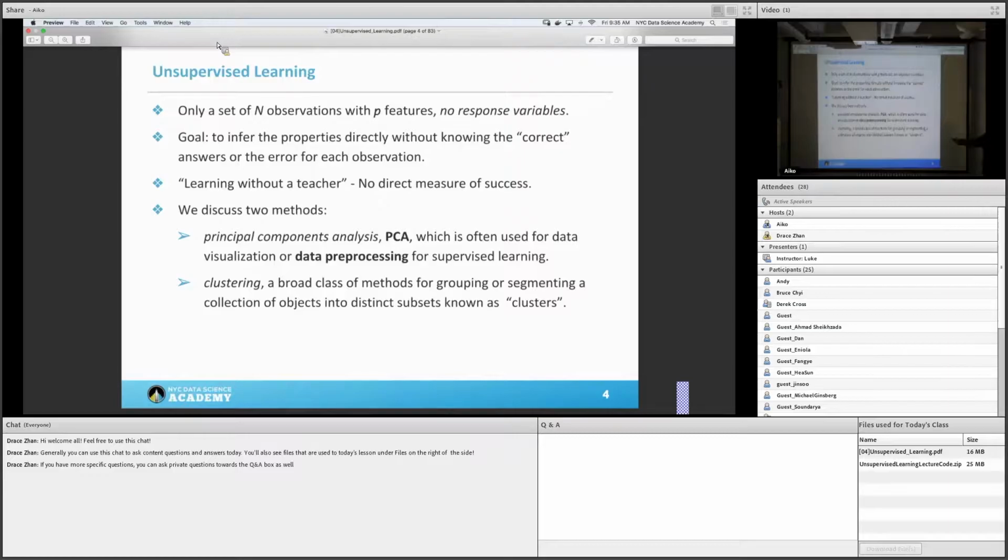We discussed two different methods. One is called PCA, which is often used for data visualization or data preprocessing for supervised learning. PCA alone is not particularly powerful, but if you combine it with supervised methods like regression or classification, it can play a very important role. The same type of technique we discussed is clustering, a broad class of methods. We mentioned already that there are probably 4,000 different clustering techniques out there in the literature, and we only talk about two.